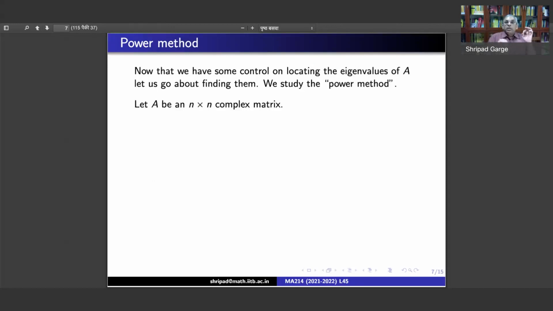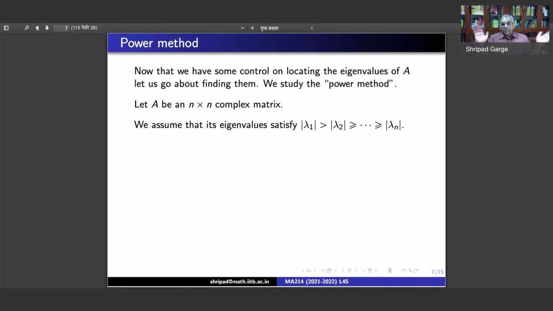Okay. We start with this assumption that there is an eigenvalue lambda 1 whose modulus is strictly bigger than all the other moduli of the eigenvalues. This can be verified by looking at the Gershgorin disks, for instance. Okay. So once you have this dominant eigenvalue, we will try to compute it.